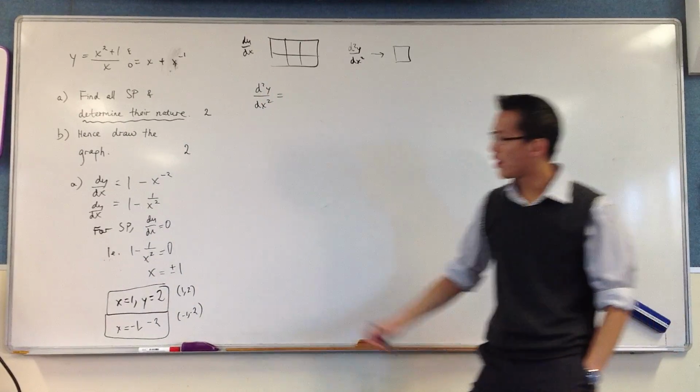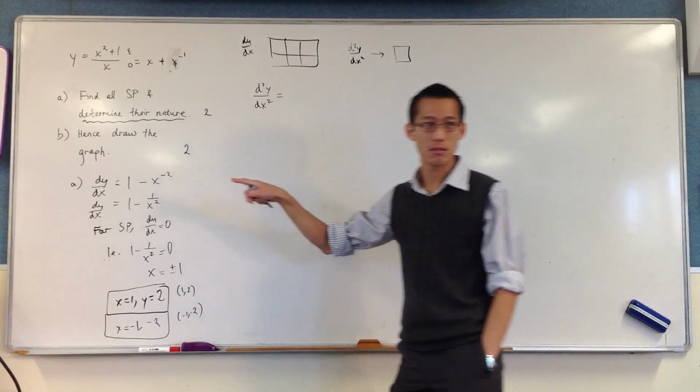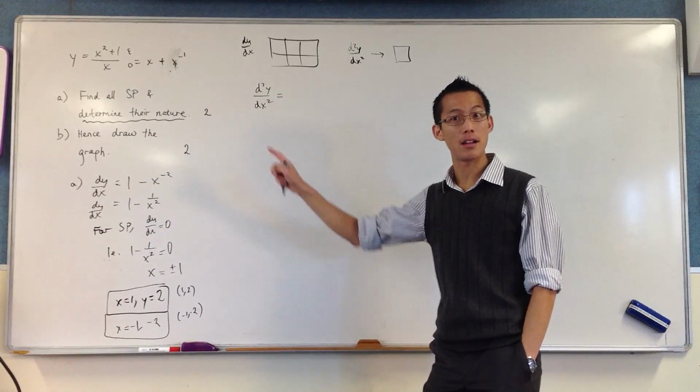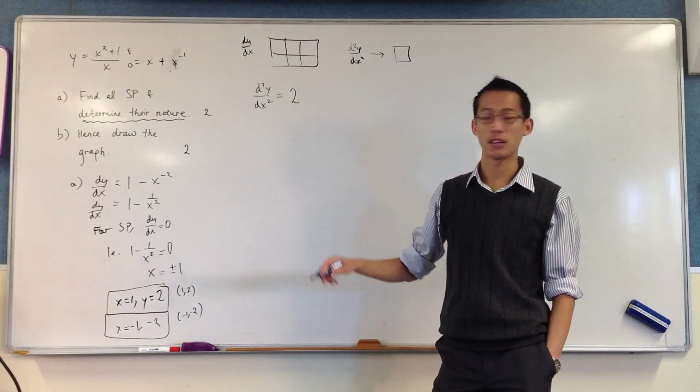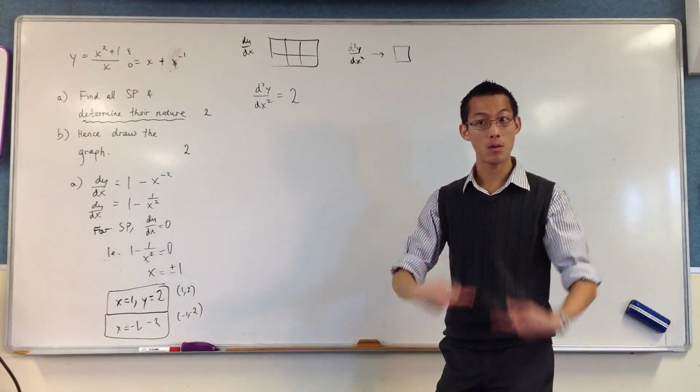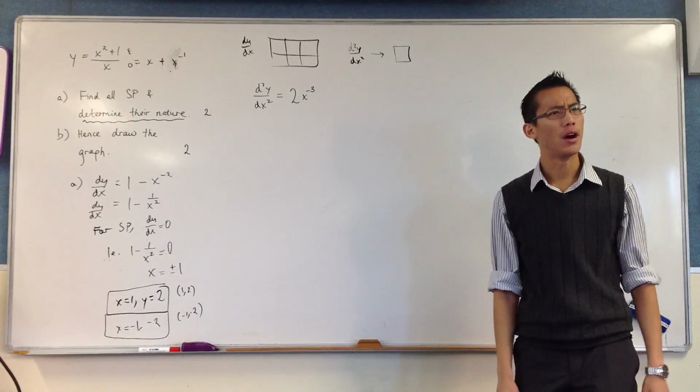Okay, so I'm forgetting about the 1 because it just disappears. I've got minus x to the minus 2. So bring the power down. Watch out for the double negative, okay? And then reduce the power by 1. Okay, now what?